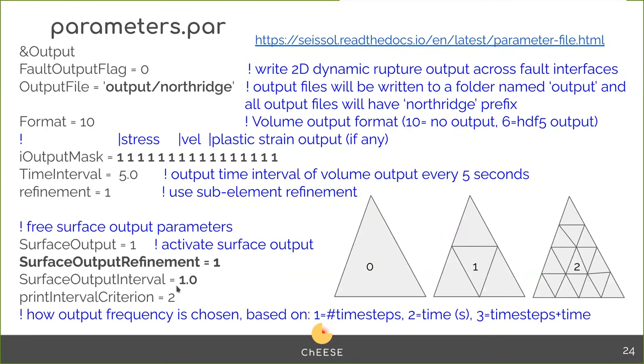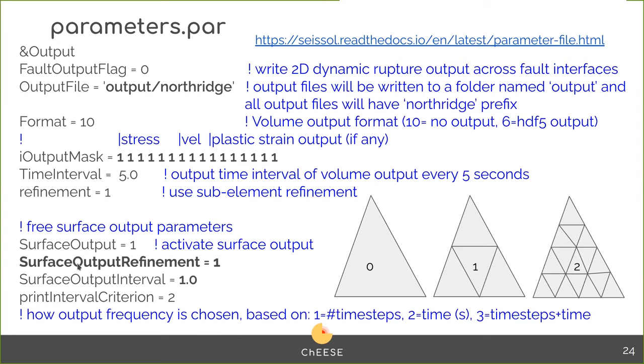And then we have to define the outputs. So for instance, all the output will be written in this folder, output, with this prefix, Northridge. In this block, you can see the parameterization of the volume output, at which interval we output the volume and which refinements we use. I will explain that later. But for this setup, we disable volume output because this generates some large files, and we have limited space on the cluster. So we only output the wave field at the surface, with these surface output parameters. We enable the surface output at a time interval of 1 second.